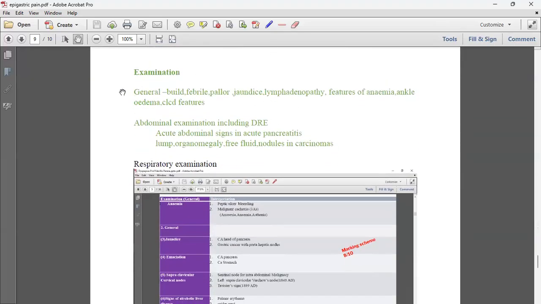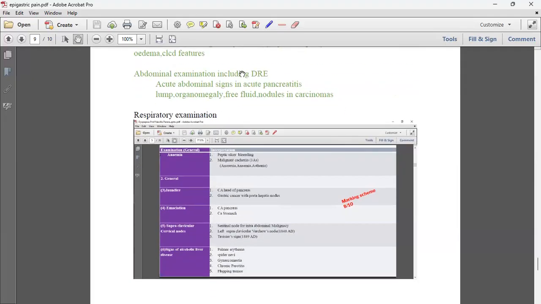Okay. So in the examination, the important thing to highlight is the patient's build. In a case of epigastric pain, build. This is assuming it's chronic gastric pain, because gastric carcinoma patients are very emaciated. So build, whether the patient is febrile, pallor, jaundice is present, whether there's any lymphadenopathy, features of anemia, ankle edema, and CLD features. CLD features too, because it's a differential for other surgical hepatobiliary pathology. And in your abdominal examination, you have to do a full abdominal examination to look for acute abdominal signs, any mass, organomegaly, any tenderness, and nodules in carcinoma. And you have to end it with a DRE.